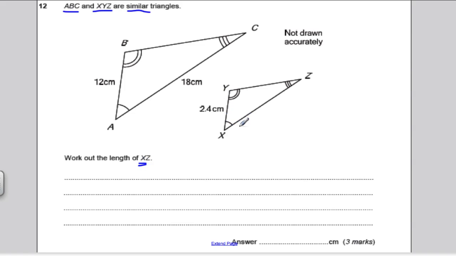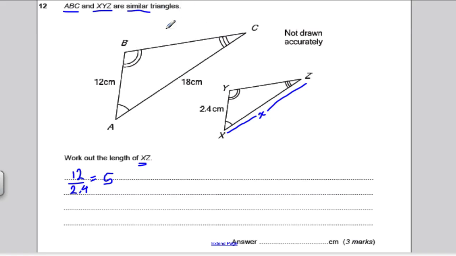So you want to work out this unknown length here. Let's call it X for now, XZ. Well, the ratio between the sides must be the same. So if I work out the ratio, this divided by this, 12 divided by 2.4, tells me that the scale factor between the lengths is 5. So any length here, if I times it by 5, I get that length.